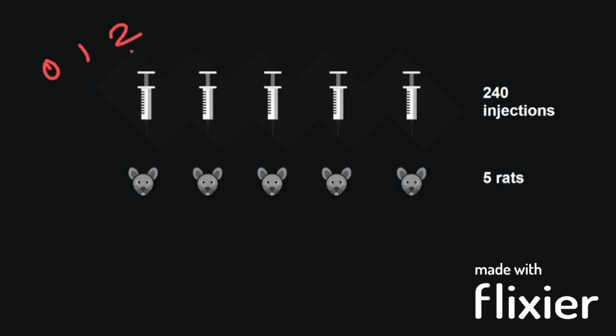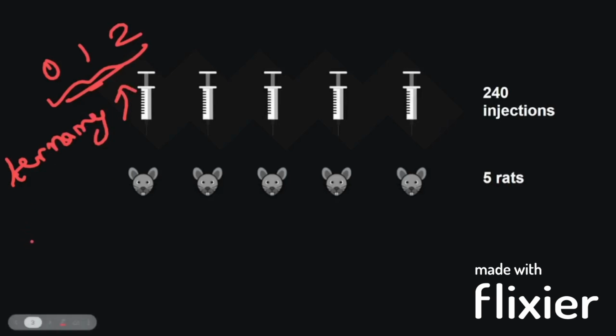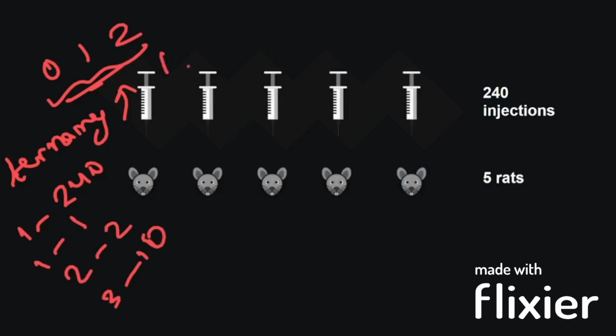Since we have the liberty to use all 3 digits 0, 1 and 2, these digits can be assigned to the injections and we can get the ternary value of each injection from 1 to 240 and assign them the digit values. Similarly, 1 can be represented as 1 in ternary, 2 can be represented as 2, 3 can be 1, 0, 4 can be 1, 1 and so on. Let's say first injection is given the number 1, second is represented as 2, third is 1, 0, fourth is 1, 1, fifth is 1, 2.